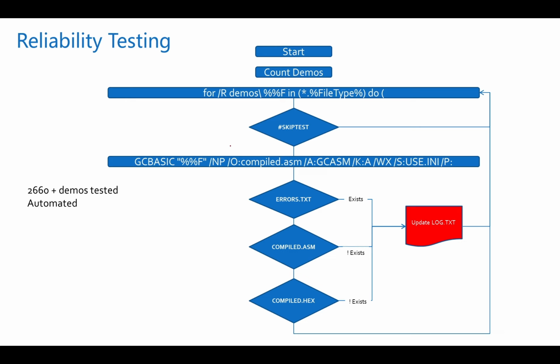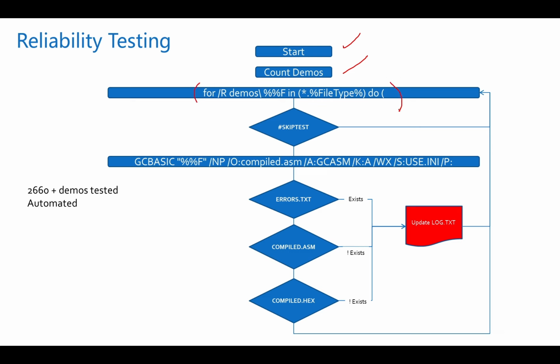Reliability testing is a very simple set of batch files. It's a single Microsoft DOS batch file, and it tests 2,500 demos. All the demos are retested on a regular basis, and it's fully automated. How it does that: it starts and counts the number of demos, just so that you've got an idea of what you're looking at. And then it runs this command here.